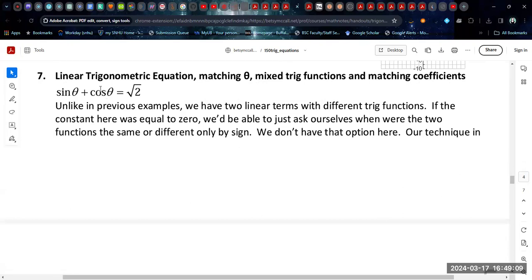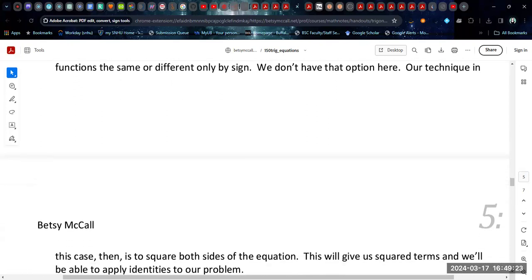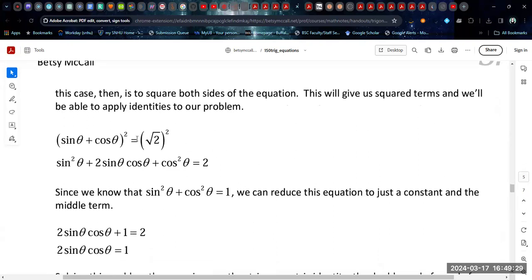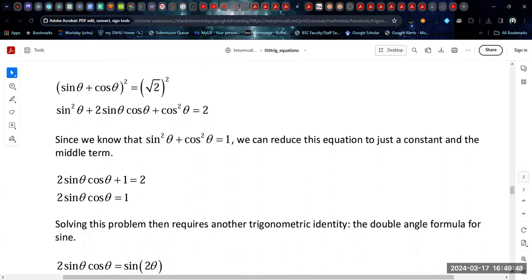Now for trig functions where they're only linear, but they have a matching theta, but mixed trig functions. So if the coefficients are the same, then what we can actually do is square both sides of the equation. Now, the reason that there is an advantage here to doing that is that when you FOIL this out, you get a sine squared and a cosine squared, which you can reduce to 1. And there is a double angle formula for this middle term here. 2 sine theta times cosine theta turns out to be sine 2 theta.